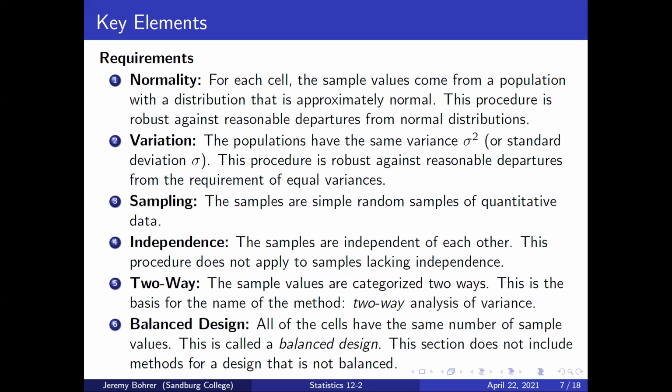Two-way: the sample values are categorized two ways. This is the basis for the name of the method, two-way analysis of variance. Balanced design: all of the cells have the same number of sample values. This is called a balanced design. This section does not include methods for a design that is not balanced.